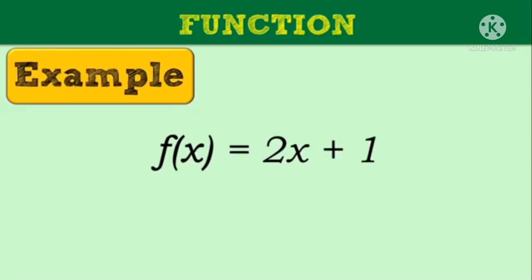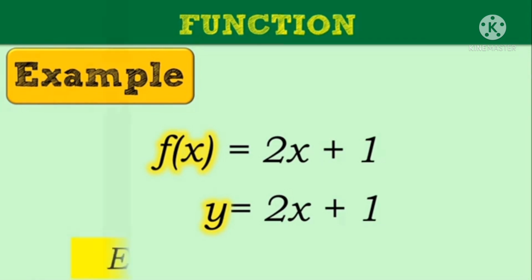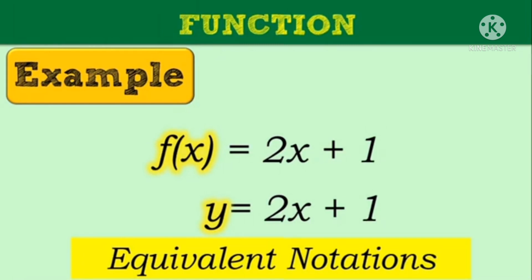So let's have an example. We have here this function. You read it as f of x is equal to 2x plus 1. One more time, that's f of x is equal to 2x plus 1. Now you can rewrite that in this form, that is, y is equal to 2x plus 1. Notice, f of x and y. Meaning, f of x, you can rewrite it as y. F of x notation is another way of representing the y value in the function, which means these two are considered equivalent notations. So they mean the same thing.